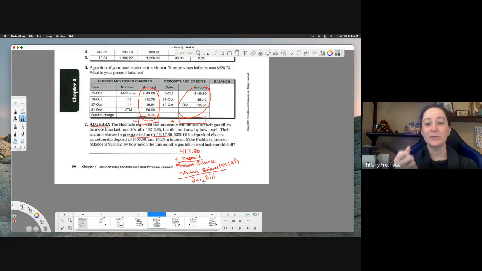Remember, that's not what the question was. They didn't necessarily say how much was the gas bill. They said how much more was the gas bill. By how much did this month's gas bill exceed last month's gas bill? So you need to take the gas bill amount that you have here and subtract last month's gas bill. See, told you it would come back into play here. $215.85. And that'll give you the amount. This is our answer, what we're looking for. That'll tell you how much it exceeded last month's gas bill, how much more it was.